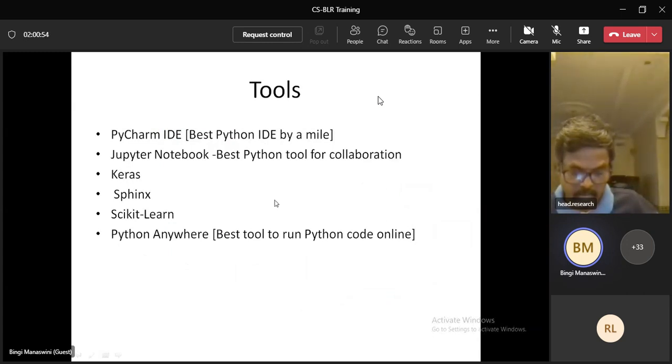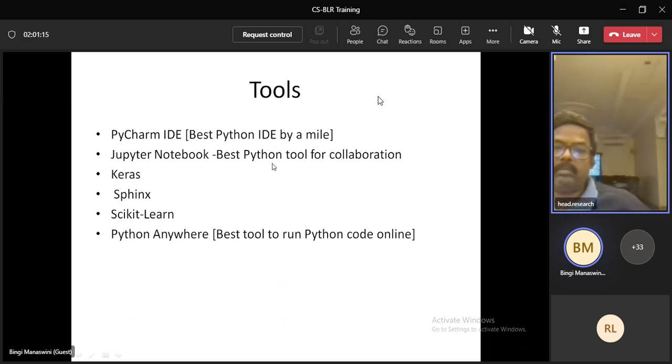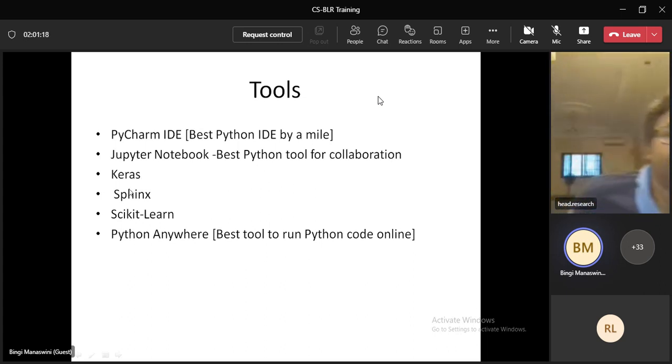And then the tools in Python which are used are PyCharm IDE, which is the best Python IDE, and it has many packages which can be installed automatically using pip command. Jupyter Notebook, which is also a best tool for collaboration, and Keras, Scikit-learn, and Python Anywhere, which is an online software, and it is the best tool to run Python code.